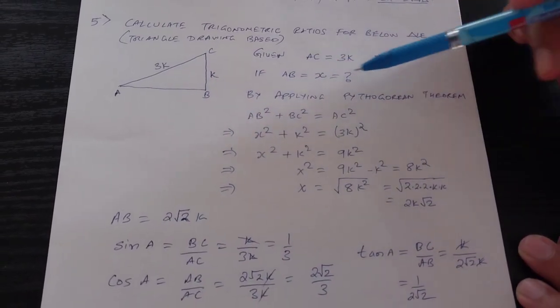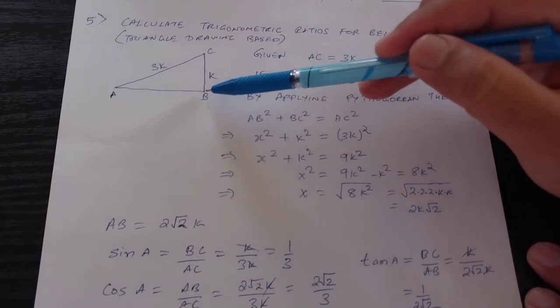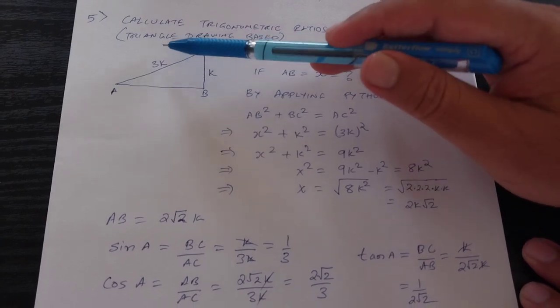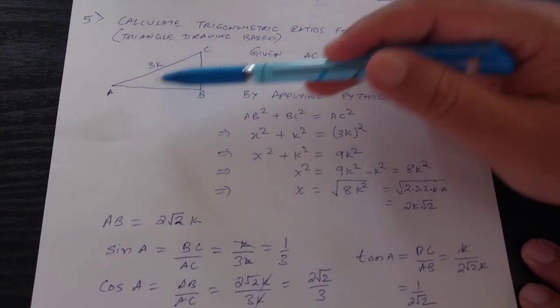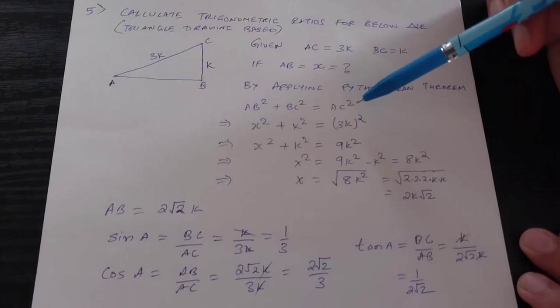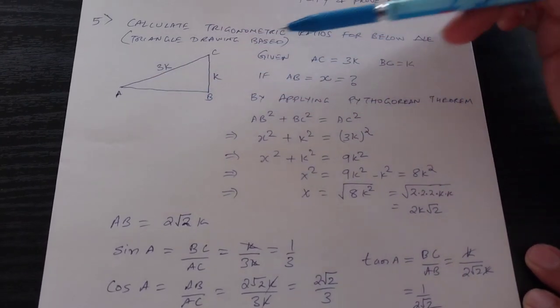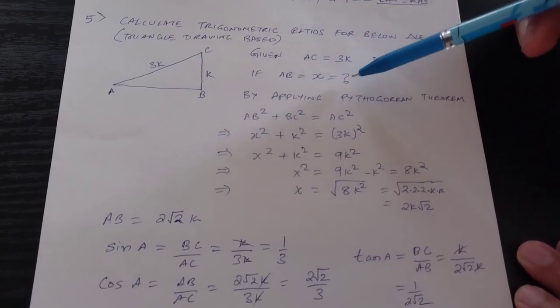So by applying the Pythagorean theorem, we know that the adjacent side squared plus opposite side squared is equal to hypotenuse squared, right? So AB squared plus BC squared is equal to AC squared. Let us assume that AB is x. If AB is x, we need to find out what that x is.